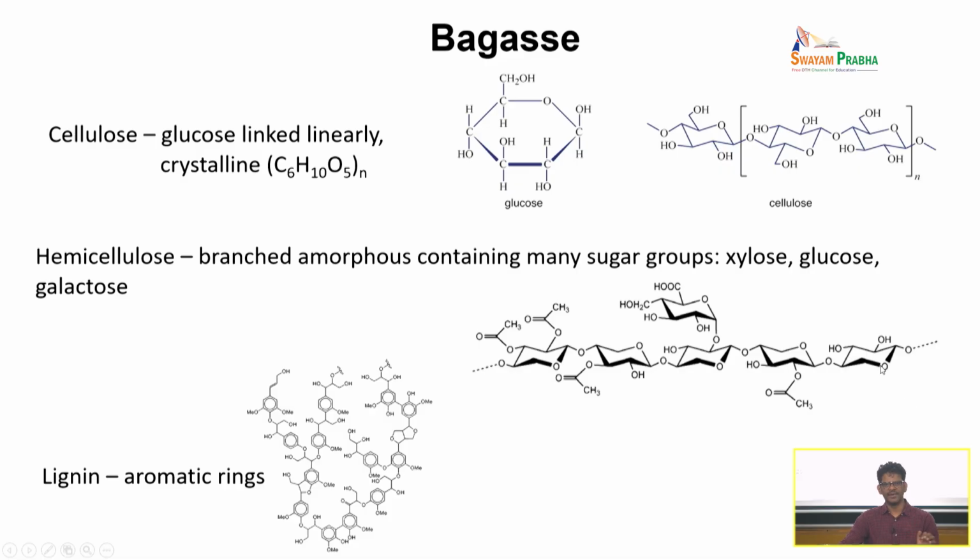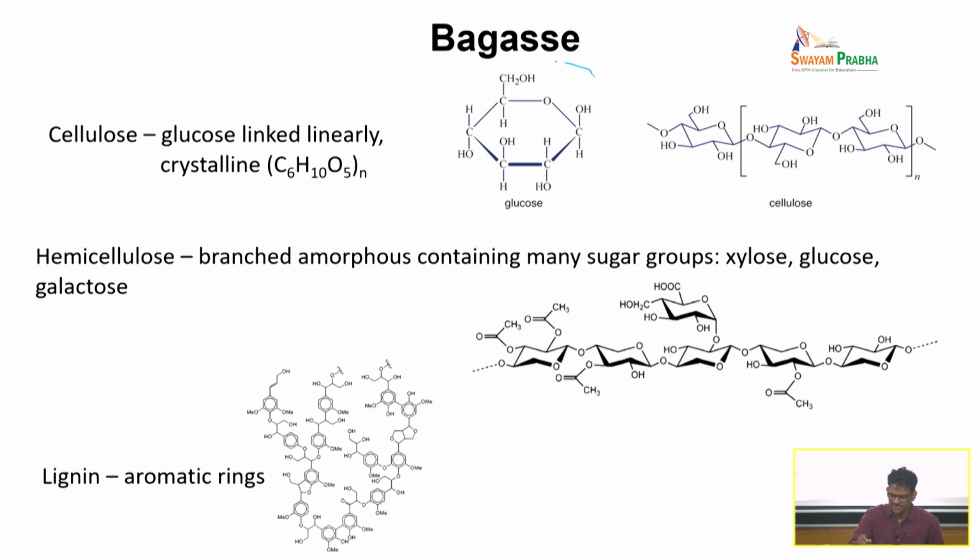But it also contains a rich amount of cellulose, hemicellulose, and lignin, and we can use them for drawing polymers out of it. Okay, so I just want to give a little bit of chemical detail of what we mean by cellulose, hemicellulose, and lignin. If you think about cellulose, it's basically a glucose molecule.